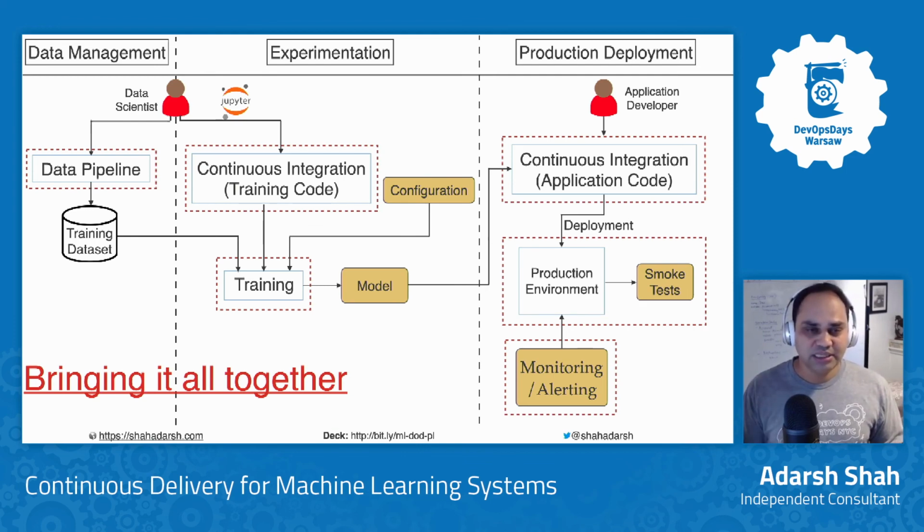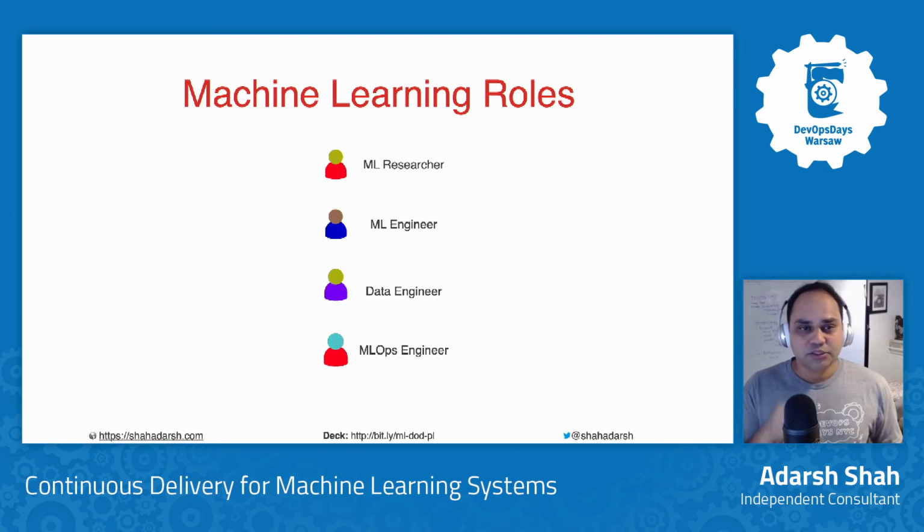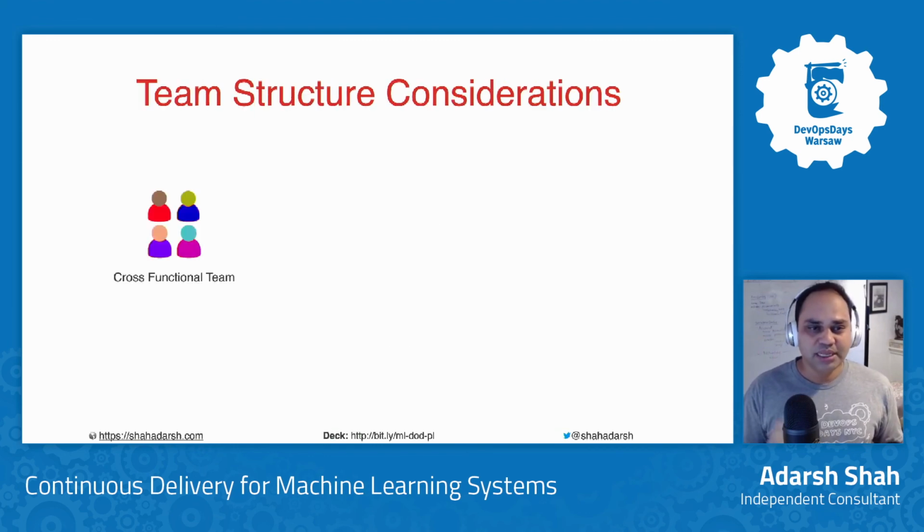And again, one of the key things here is the people, and let's talk about that a little bit. So machine learning roles that are there, I'm not going to go through these because I know I'm running out of time, but these are typical machine learning roles. But let's look at team structure considerations here. So a cross-functional team is still good here, right? You have new roles like data scientists and machine learning engineers, but still a cross-functional team where you have various roles brought together to build a common product is still the best approach.